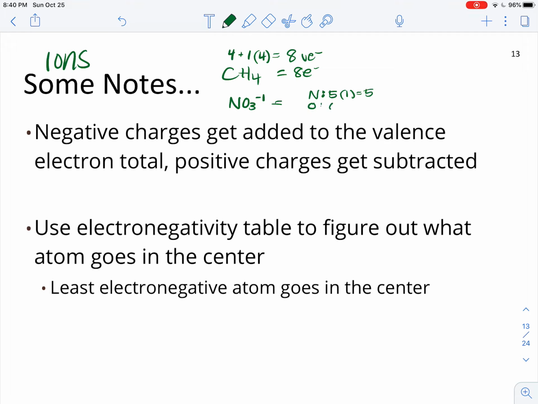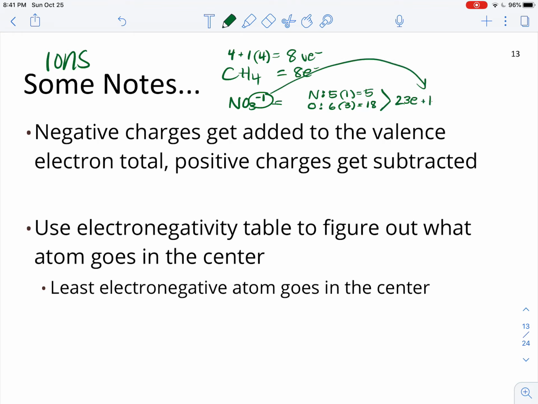Oxygen, which is the next element there, has 6 valence electrons. But according to this formula, I've got 3 of them. So the total contribution from oxygen to valence electrons is going to be 18. All right, and then the last step is this. I do have a negative charge. So instead of just saying 18 plus 5, 23, that's 23 electrons. But I have a negative charge.